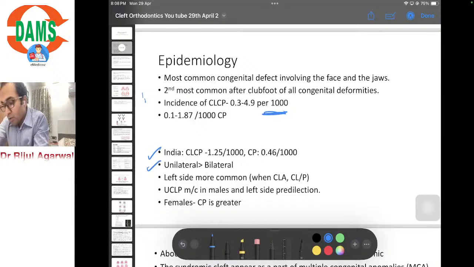Out of this, unilateral is more common than bilateral. There is a preponderance towards the left side as compared to the right side. It's more common in males with the left side predilection, and in females, cleft palate alone is greater. In the last NEET exam, they asked this in the form of which statement is correct. In INI, as we all know, there is a pattern of multiple answers being correct. So all of this data is very important for the upcoming exam.